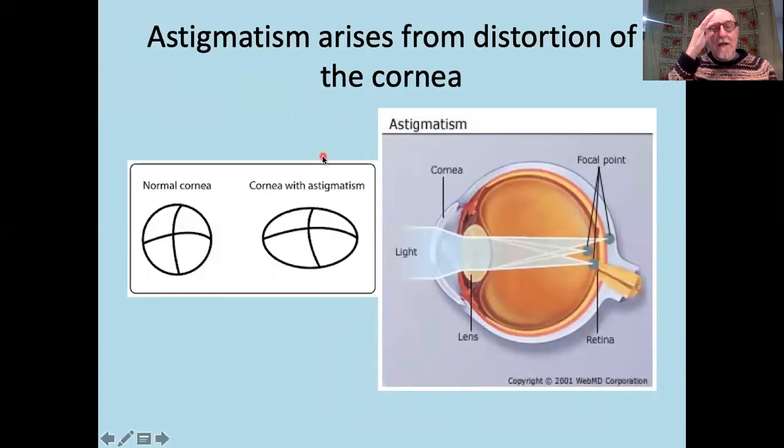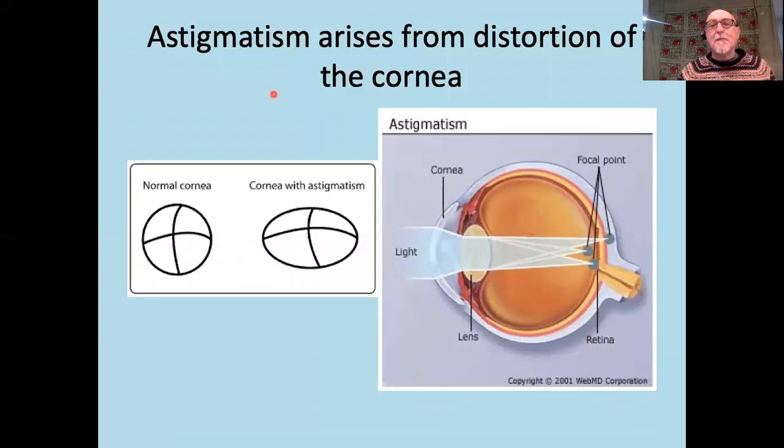Okay, the last one, it may again be familiar to many of you, and very often this condition is combined with one of the others, either myopia or hyperopia. And this arises because the shape of the cornea is not a perfect sphere. It should be almost perfectly spherical, but in some cases, the cornea is effectively slightly buckled. It doesn't have a perfect spherical shape. And this gives rise to the condition of astigmatism.